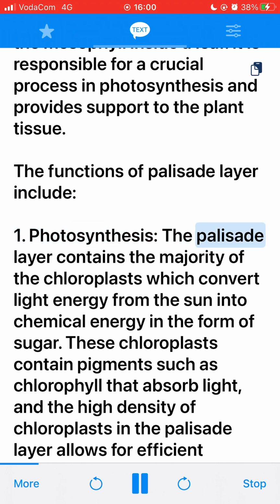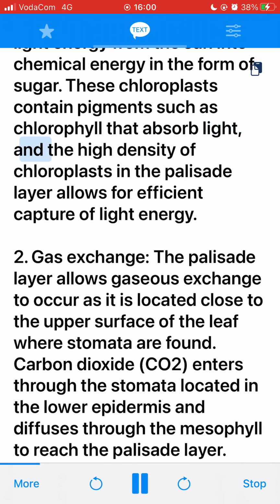1. Photosynthesis. The palisade layer contains the majority of the chloroplasts, which convert light energy from the sun into chemical energy in the form of sugar. These chloroplasts contain pigments such as chlorophyll that absorb light, and the high density of chloroplasts in the palisade layer allows for efficient capture of light energy.